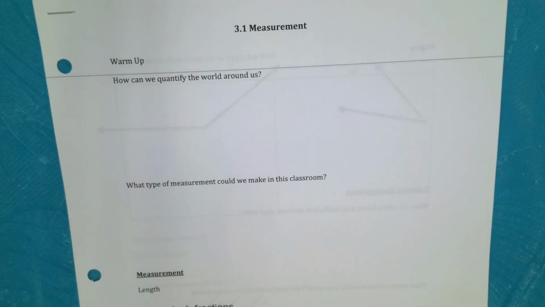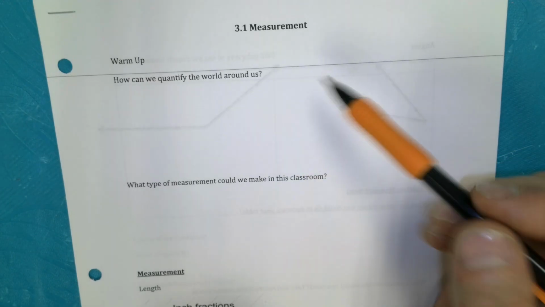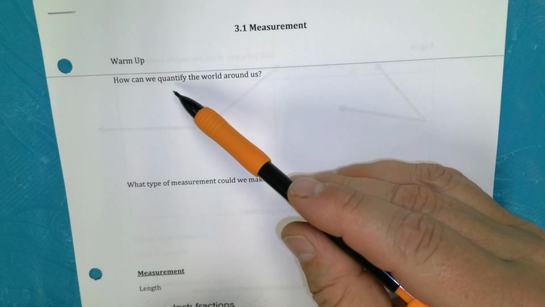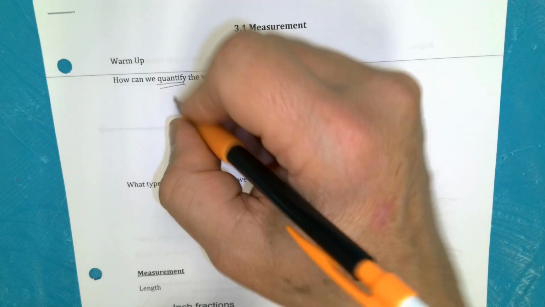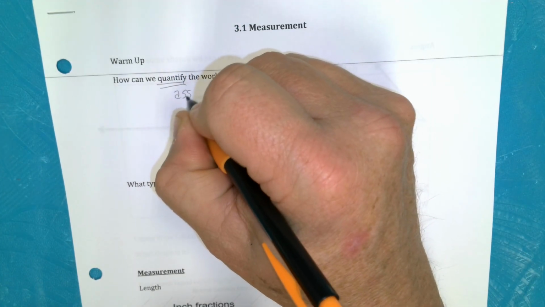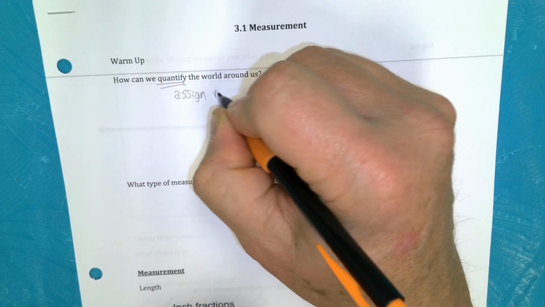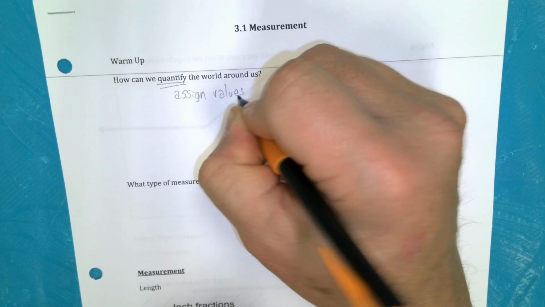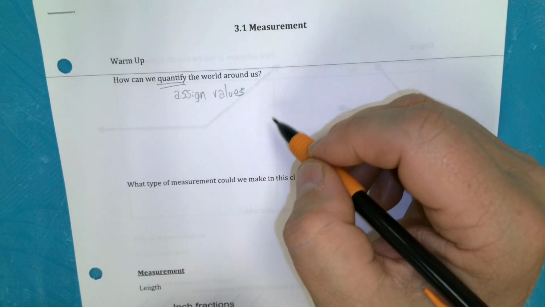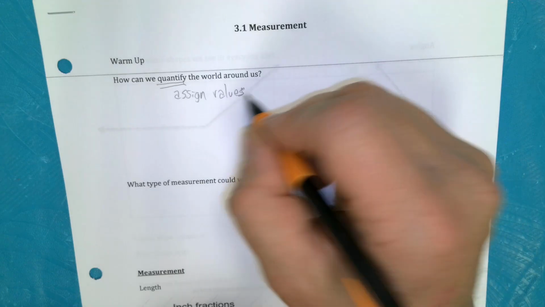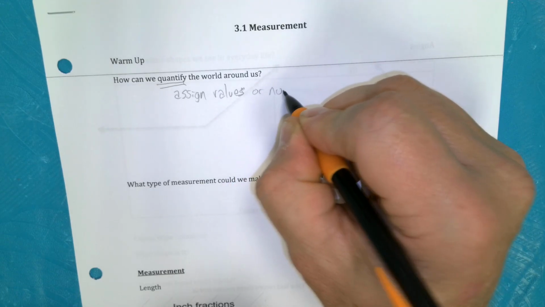Okay, this is lesson 3.1 on measurement. And for a warm-up, we had some conversations about how we can quantify the world around us. The word quantify means assign values to. And I don't mean values as in moral value, like this is good or this is bad. What I mean is assign values or numbers to things.